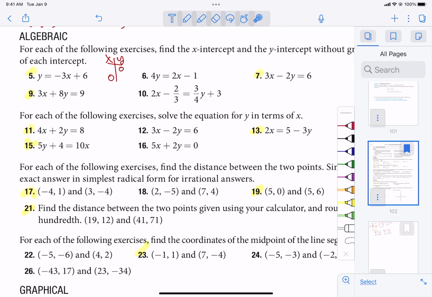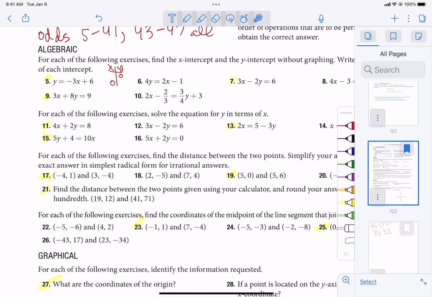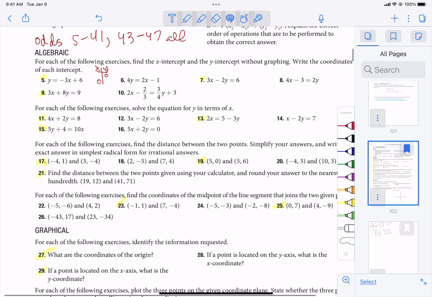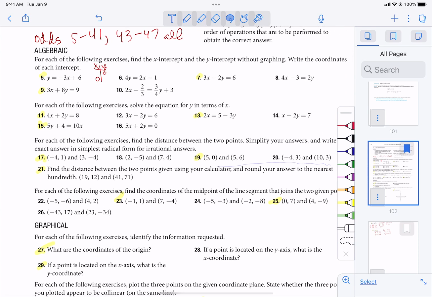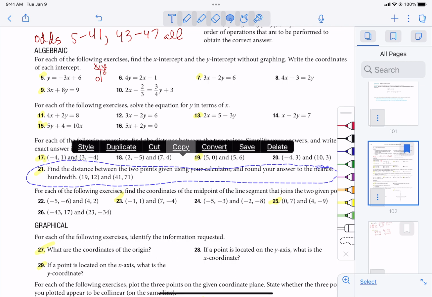Now let's jump to find the distance between 2 points. For 17 through 19, they want you to use the formula and then reduce down the radicals as far as you can go. Let's do 21 together. They want us to use a calculator and round our answer to the nearest hundredth. So let's do that one together.